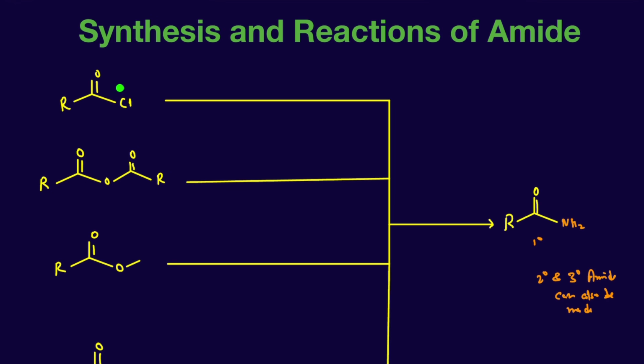And if I want to make a primary amide, I would use ammonia. But if I want to make secondary and tertiary amides, you can also do that. You just have to be a little bit selective with the selection of the amine that you're using in the beginning. So if you're using a primary amine, you would end up making a secondary amide and so on.